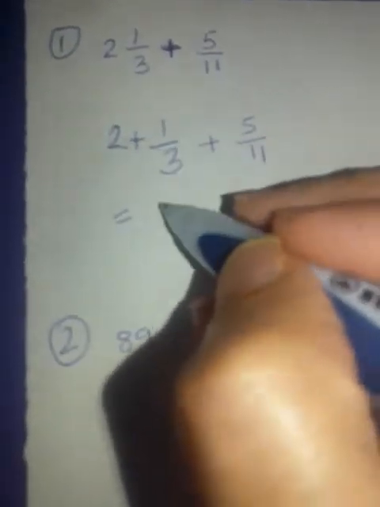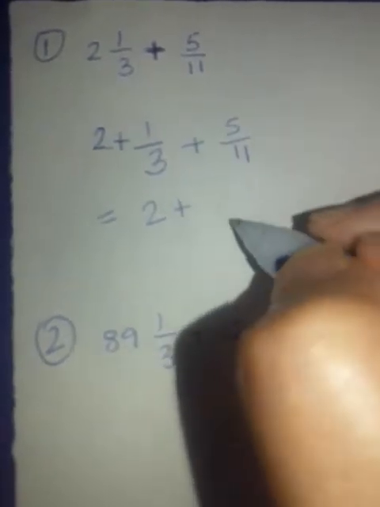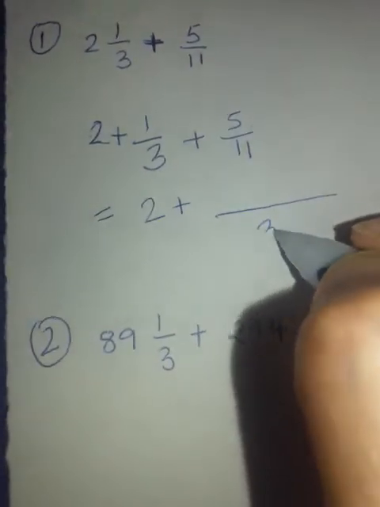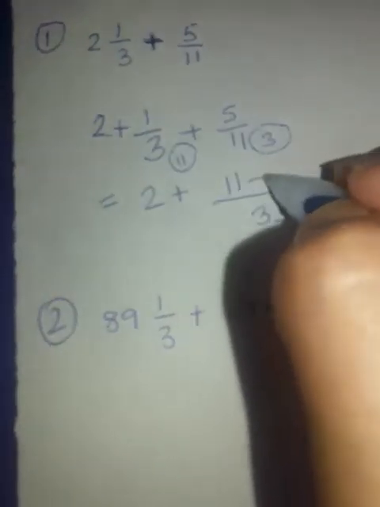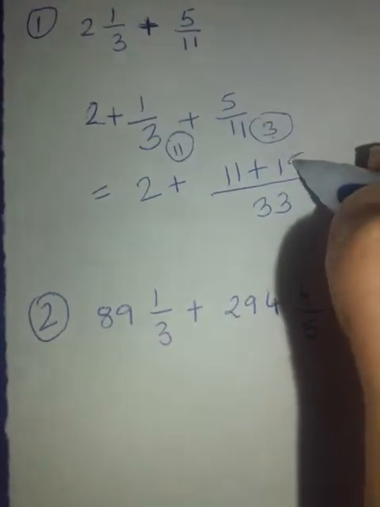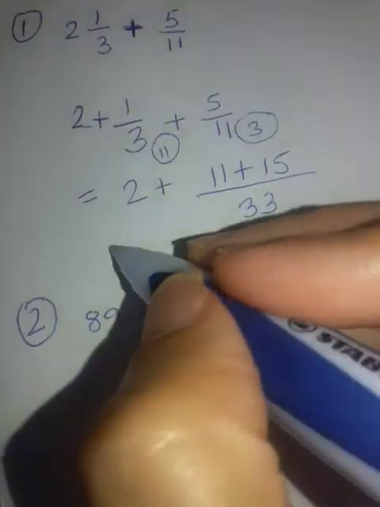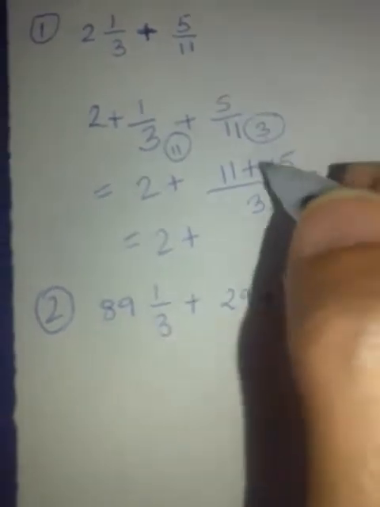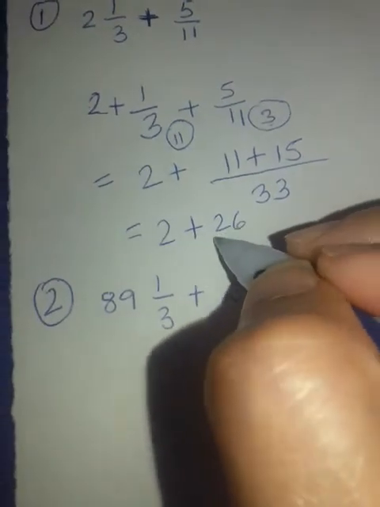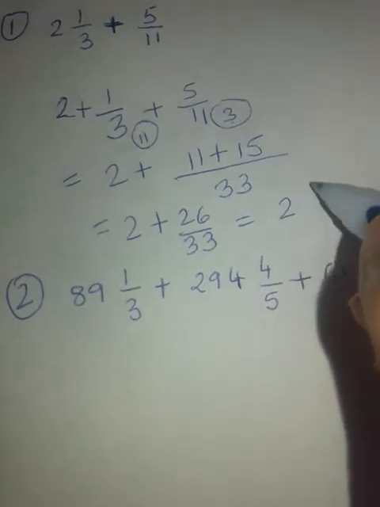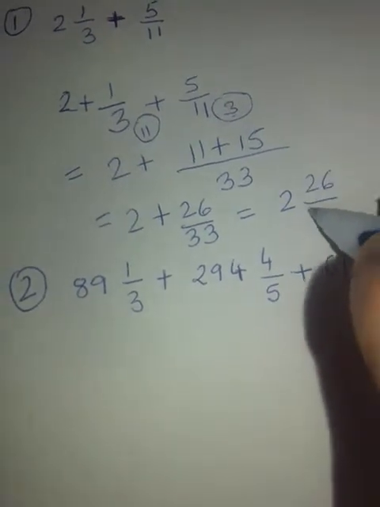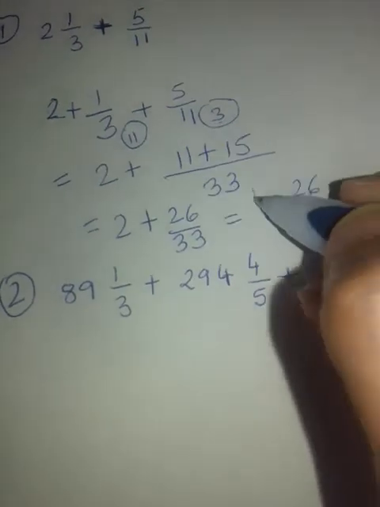So write 2 as it is and take their sum. This is 11 and this is 3. So this is 11, 3 5s are 15. This is a normal sum. 11 plus 15 is 26 upon 33. So this is 2 26 upon 33. That is your answer.